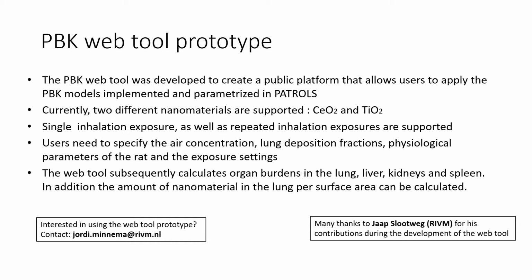The user can specify the airborne concentration, the lung deposition fraction, and the physiological parameters of the rat, such as the breathing rate and so on, and obviously the exposure condition. Once you input these parameters, the web tool will be able to calculate the organ burden of the lung, liver, kidney, spleen. In addition, it will also calculate the amount of nanomaterial in the lung per unit surface area.